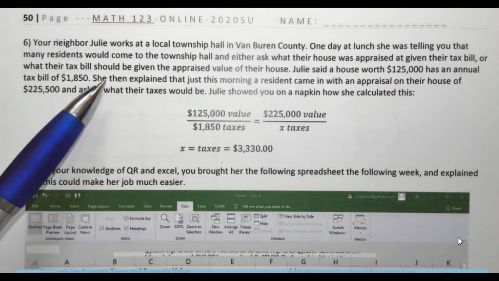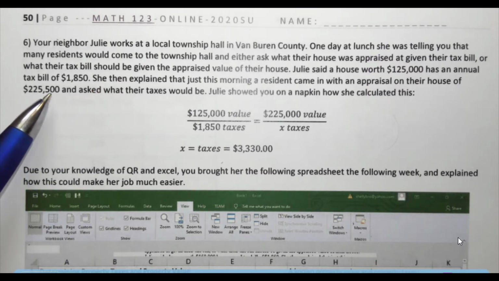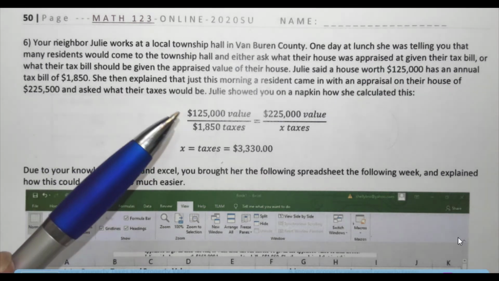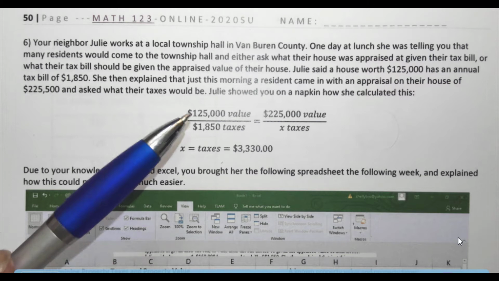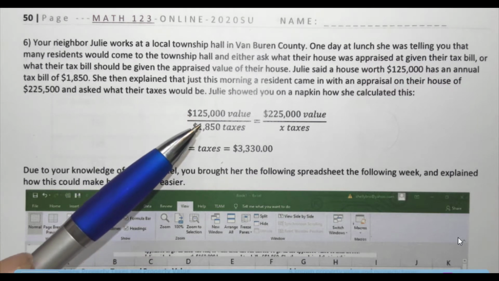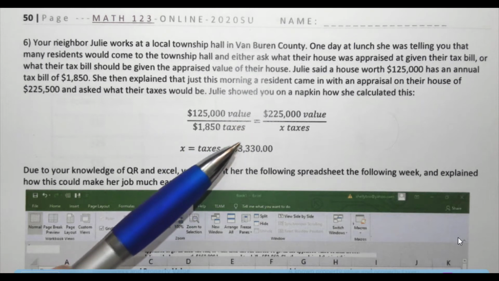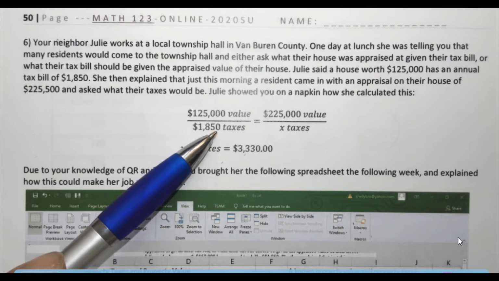She then explained that just this morning the resident came in with an appraisal on their house of $225,000 and asked what their taxes would be. Julie showed you on a napkin how she calculated this. So it's a proportional relationship. If you double the value of a home, you're going to double the taxes. So she set up a proportion, and how do you think she got that? And the answer is she cross-multiplied and divided.